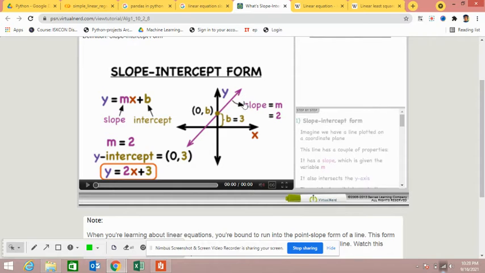Let's talk about this example, which has been depicted here. We can see that the slope of this line is 2 and the intercept is 3. And the equation becomes y is equal to mx plus b. In that sense, I would say that y for this line is 2x plus 3.